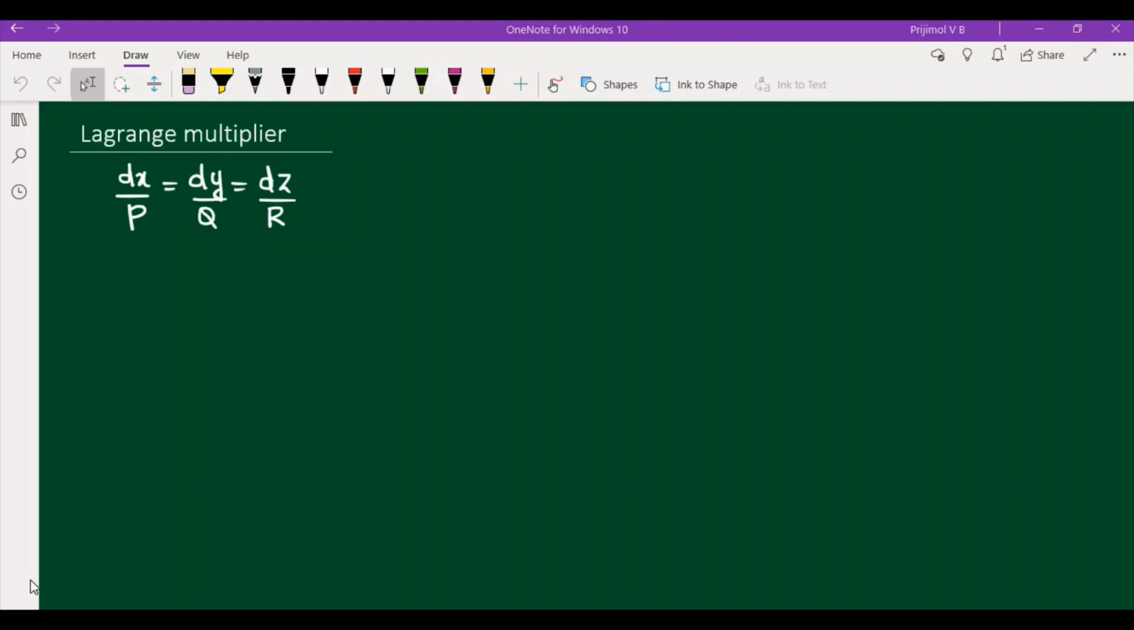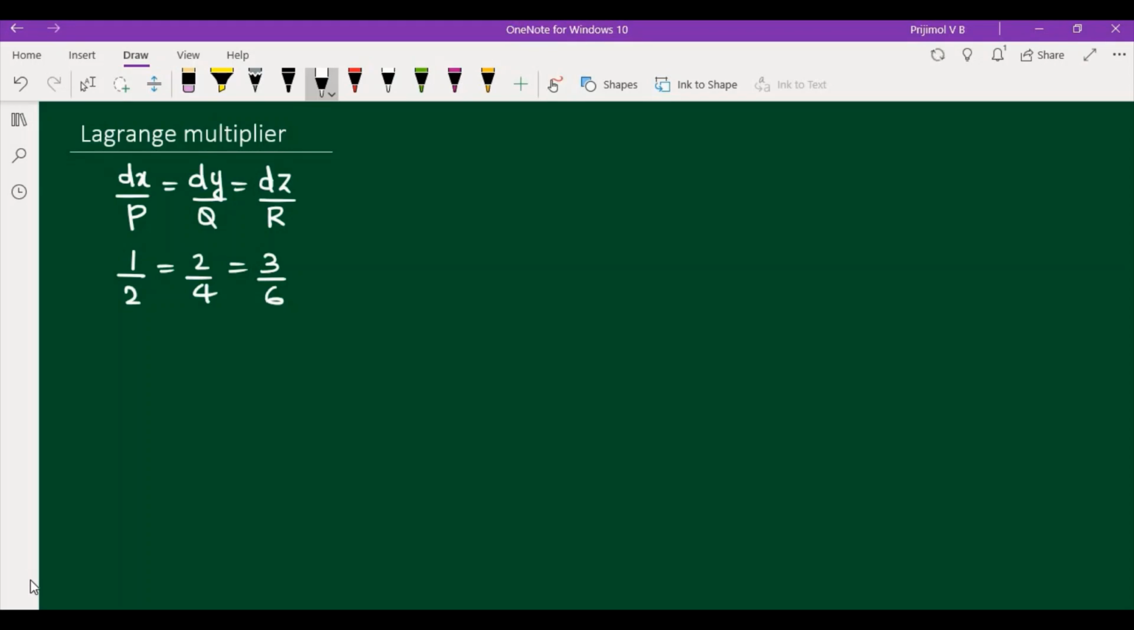Now I will explain this with the help of an example. I am considering the example of numbers. Say you have a ratio 1 by 2, you know it is the same as 2 by 4, and it is the same as 3 by 6. All these ratios are the same, which is 1 by 2.